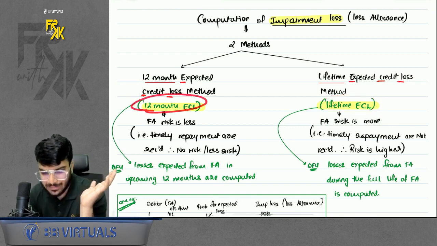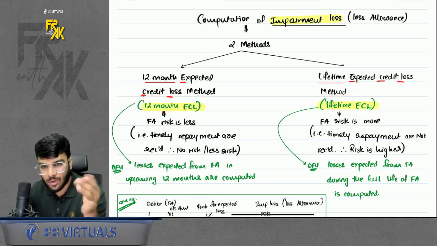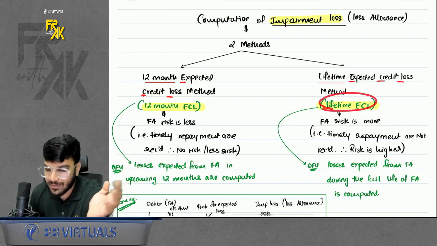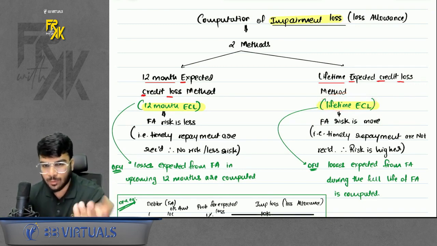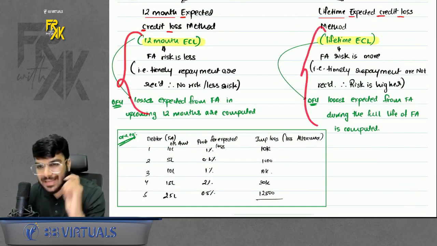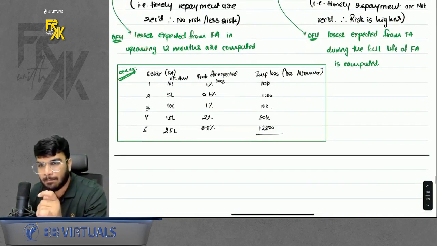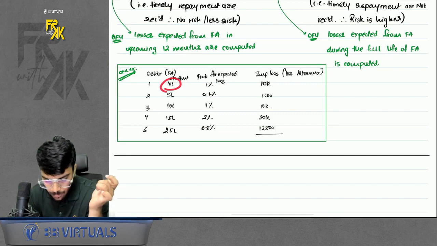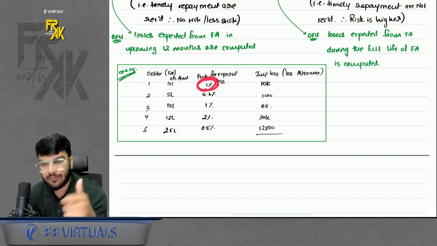Basically in 12-month ECL, we calculate the expectation of loss in the next 12 months. In lifetime ECL, we calculate the expectation of loss over the full life of the asset. But this is complicated in real life. From exam point of view, calculation of impairment loss is fairly simple. Why? The amount of financial asset will be given, the probability of loss will be given.